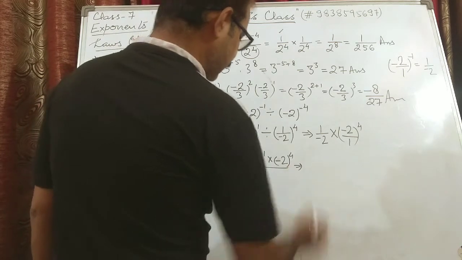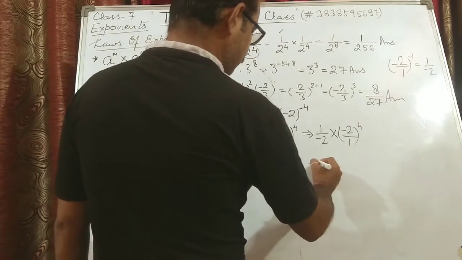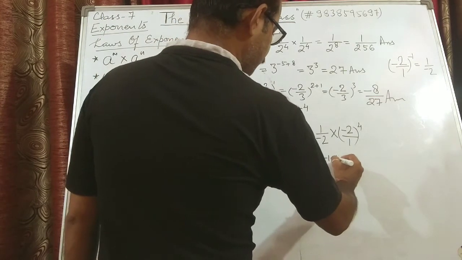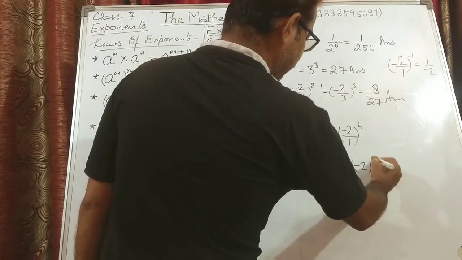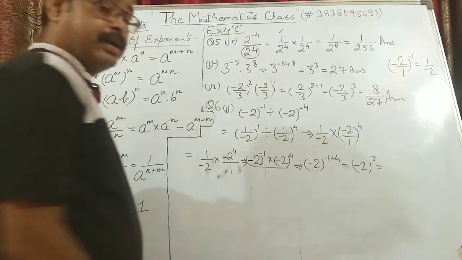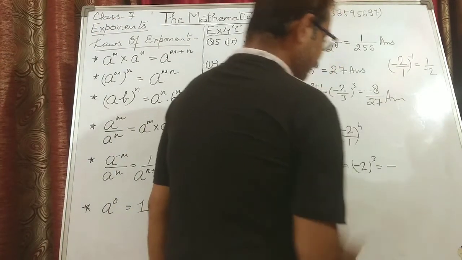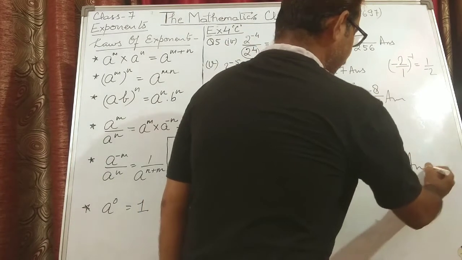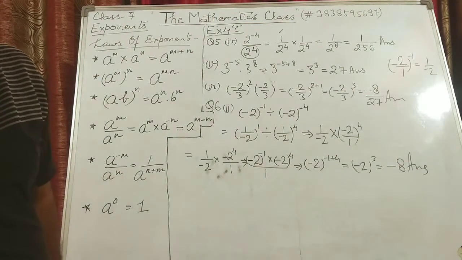Now when the bases are equal and powers are different, we know that powers get added. So simply minus 2 to the power minus 1 plus 4. That makes minus 2 to the power 3, and again 3 is an odd number, so the sign will be negative, and 2 into 2 into 2 is 8. That is your final value. Now let's move on to the third part.